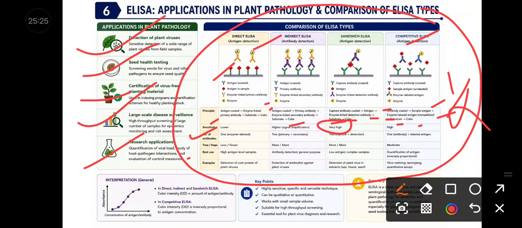Then best use: direct ELISA is mostly used when a high antigen level is there, because it is of very low sensitivity. That's why high antigen concentration must be there. For indirect ELISA, the best use is for antibody detection. It is general purpose. For sandwich ELISA, when the antigen concentration is low, we generally prefer the sandwich ELISA. This is the best one. Then competitive ELISA is for quantification of antigen, and it is inversely proportional.